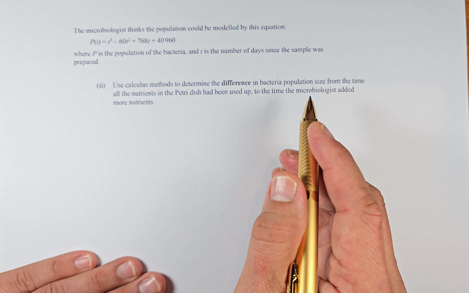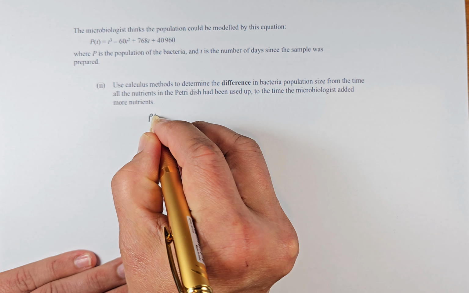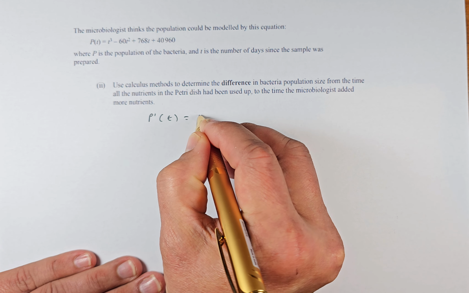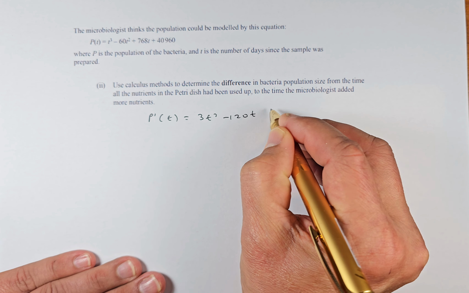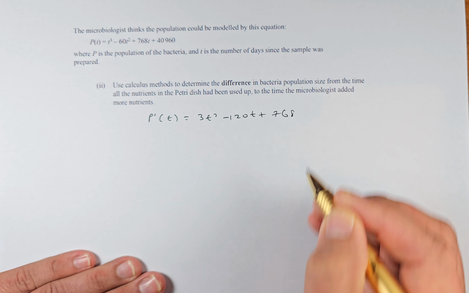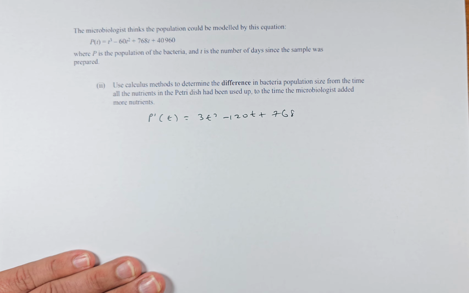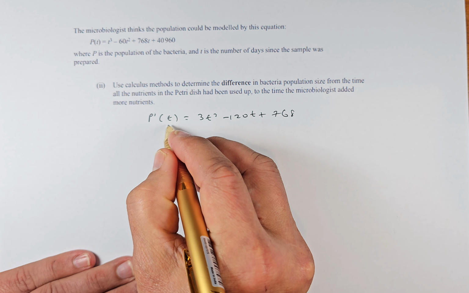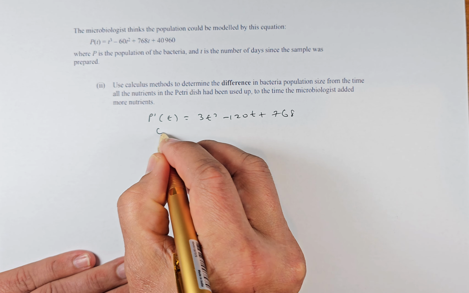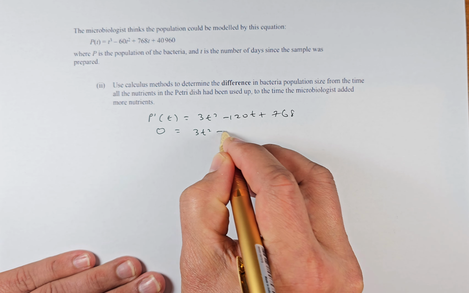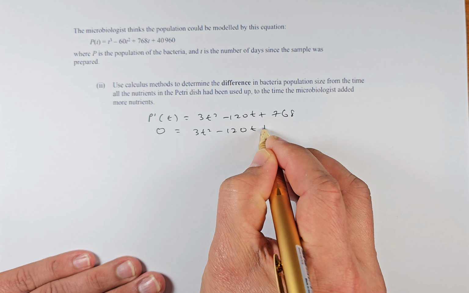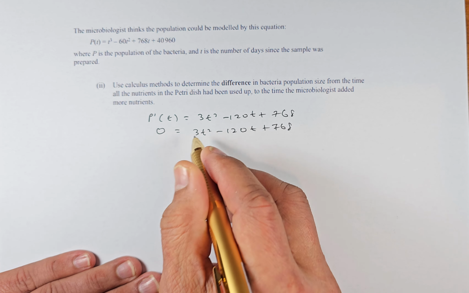So what we're going to do, we are going to differentiate, okay? We did it before. It's going to be 3t squared minus 120t plus 768. Okay, so to find the time, we need to actually make P'(t) equal to 0, okay? The first derivative equal to 0, so 3t squared minus 120t plus 768. Now we're going to factorize this.